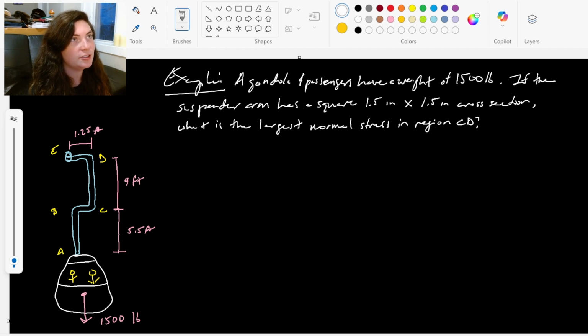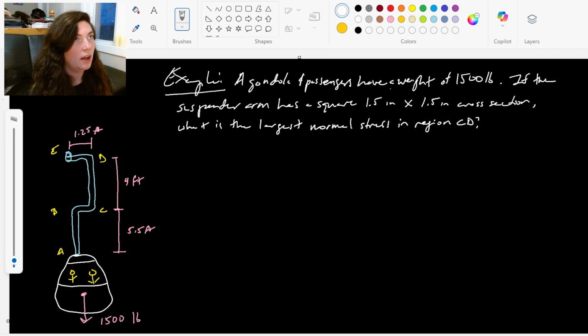A gondola and passengers have a weight of 1,500 pounds. If the suspender arm, our little blue arm here, has a square cross-section of 1.5 inches by 1.5 inches, what's the largest normal stress in region CD? So we already know we're not going to be dealing with shear stress in this. It's just asking us for the normal stress, so that's one less thing to worry about in this combined loading problem.